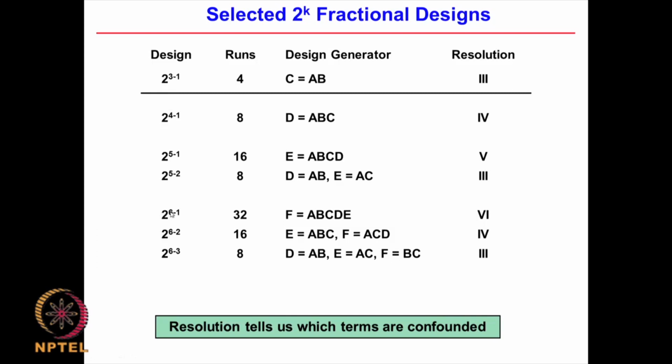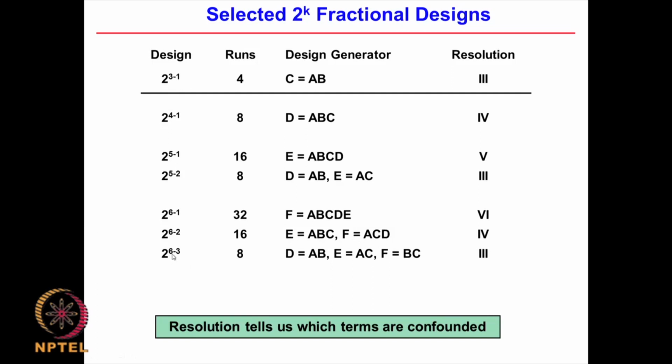If you go for 6 parameters, 2 power 6, maximum will be 2 into 2 into 2 into 2 into 2 into 2, okay, that means 64 experiments. If I want to do half of that, 2 power 6 minus 1 design, that is 32 experiments. So how do I introduce the 6th parameter in that 32, that is 2 power 5, okay. I introduce F, the 6th parameter, under this. So this is a resolution 6 design because you have 6 terms here. If I do 1/4 of that, 16 experiments, 2 power 6 minus 2, what do I do? I put E as ABC, F as ACD, that is a resolution 4 design because 4 terms.